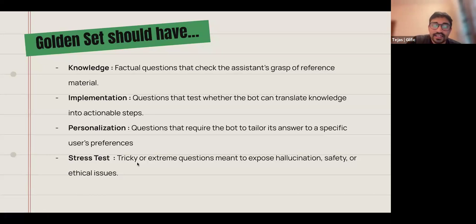And lastly is the stress test, where you also include tricky or extreme questions meant to expose safety or ethical issues, or questions that activate the guardrails of the AI, ensuring that the AI doesn't answer those questions. Majority of the times maybe we'll just cover knowledge or implementation questions, or knowledge or stress test questions, but not enough of all of these. So that's one thing to be aware of about the golden set.